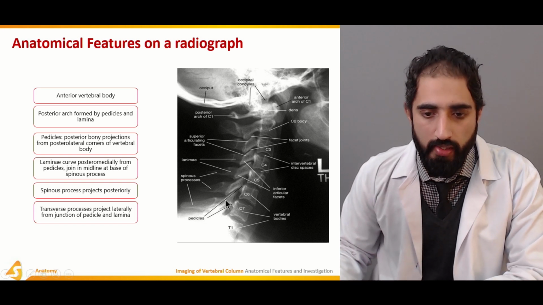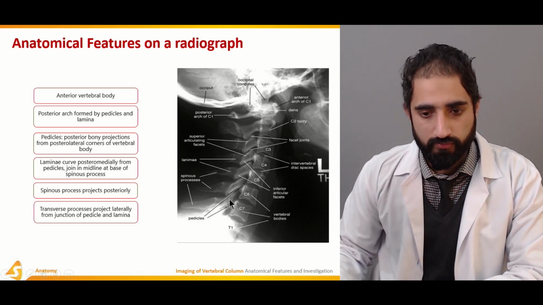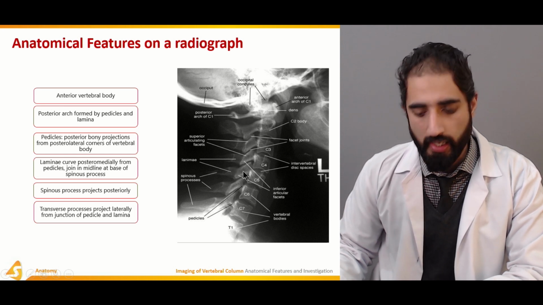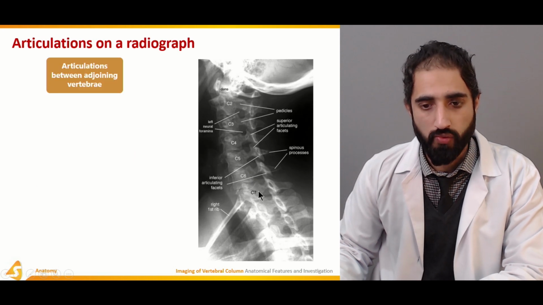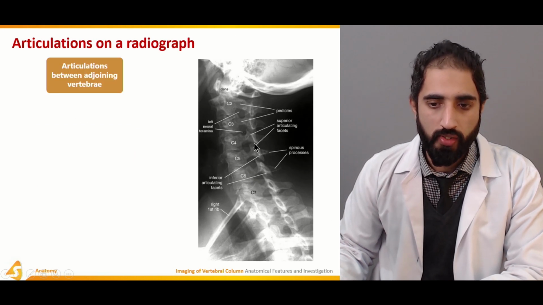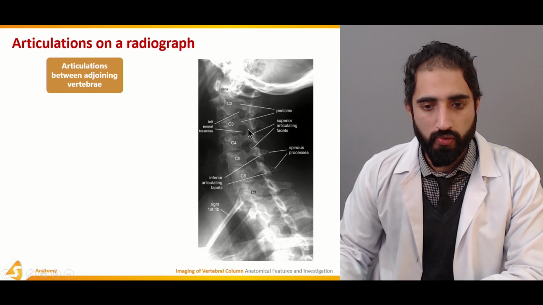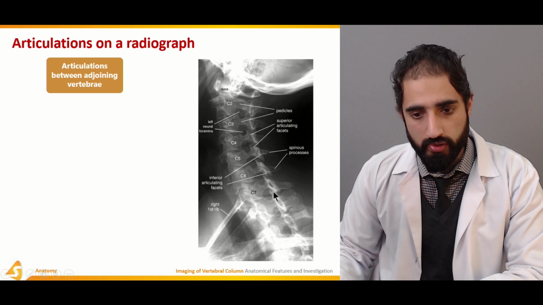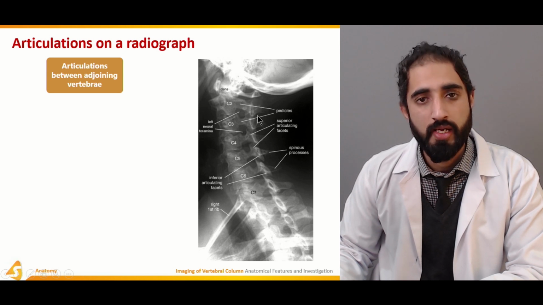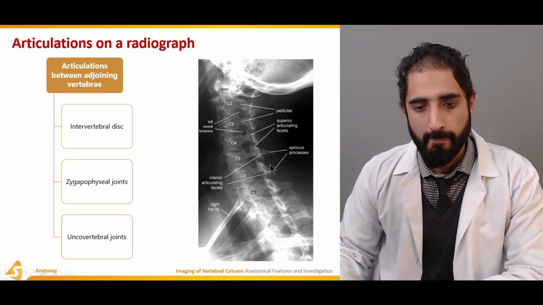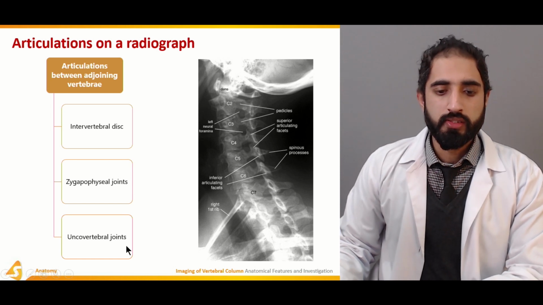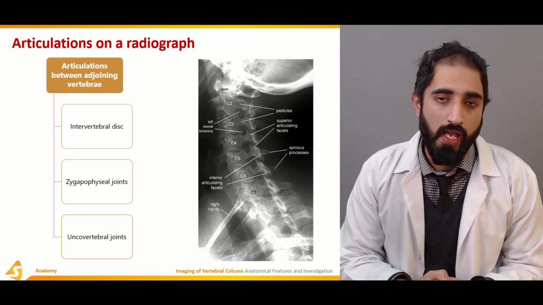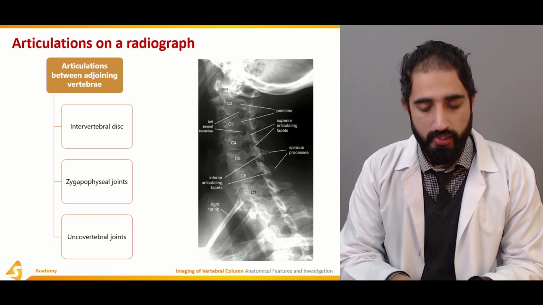Moreover, here we have the zygapophyseal joints, and these are also known as facet joints. As we can see, the superior articulating facets articulate with the inferior articulating facets, and they make these joints here, which are known as facet joints or zygapophyseal joints. Similarly, there we have the uncovertebral joints, which are formed by the uncus, and they are also known as the joints of Luschka.